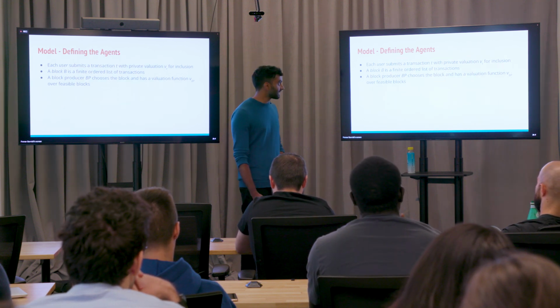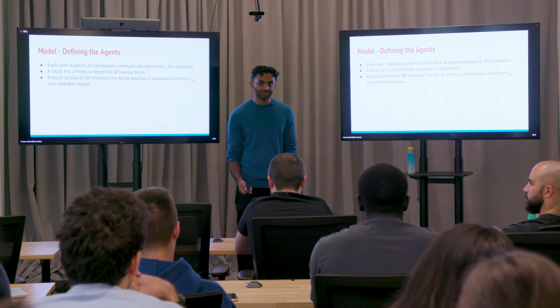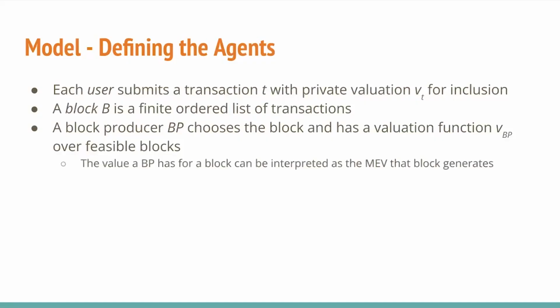The main important thing is that what blocks are feasible is not a function of bids, but only a function of the actual transactions themselves. And so we can think of this valuation function VBP as the MEV value that the block producer can take from certain sets of transactions.